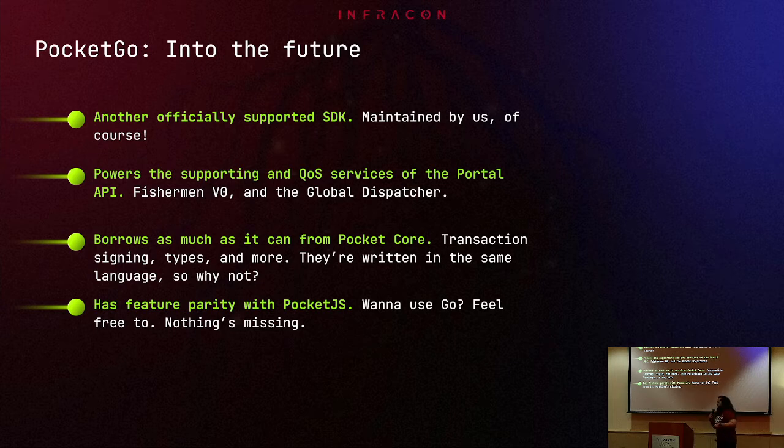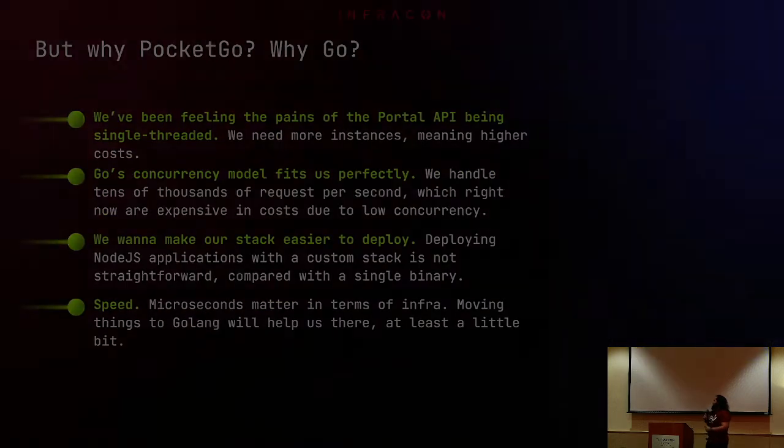That means transaction signing, types, and more. They're written in the same language, so why not do it? Why not save us some work, right? And of course, the most important thing is that it has feature parity with PocketJS. So that means that if you want to use Go instead of JavaScript, you can just go and use Golang because nothing's missing.